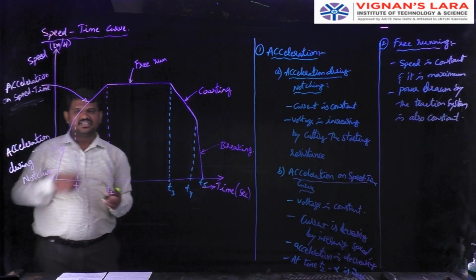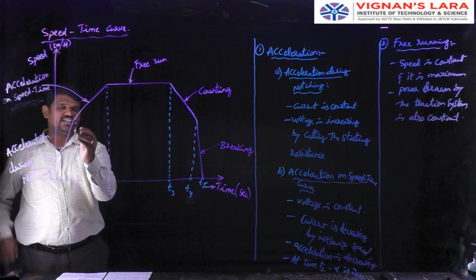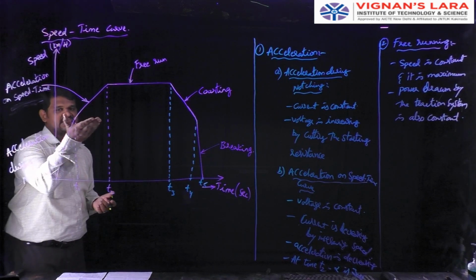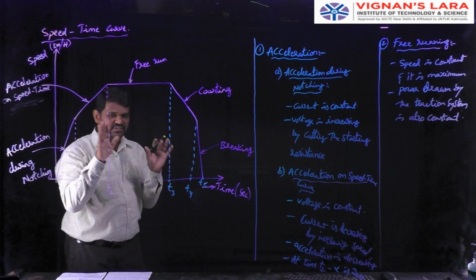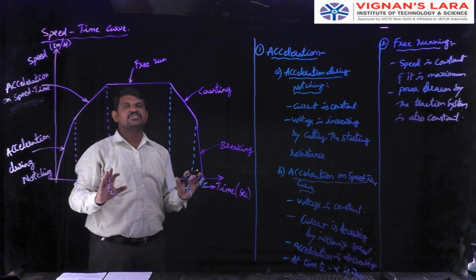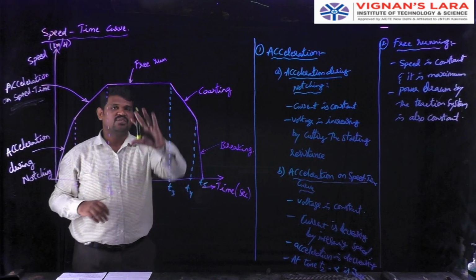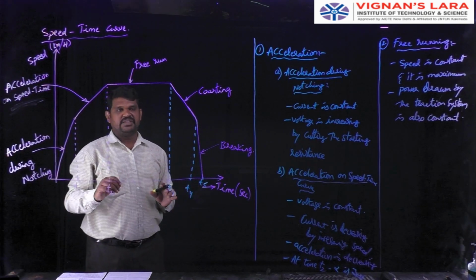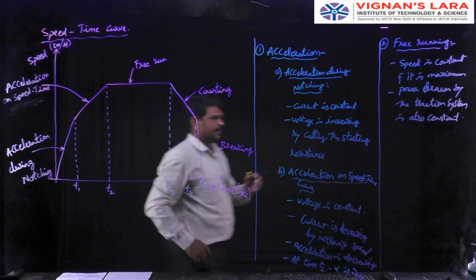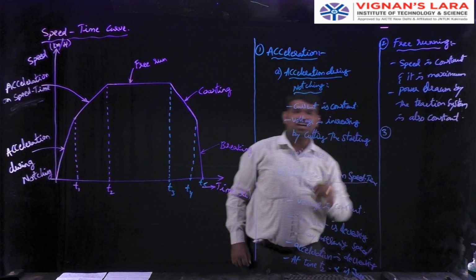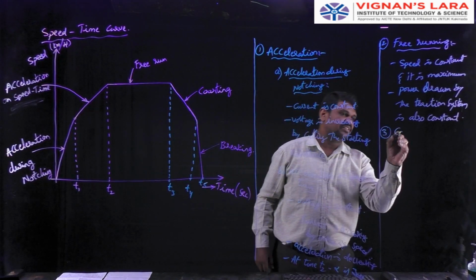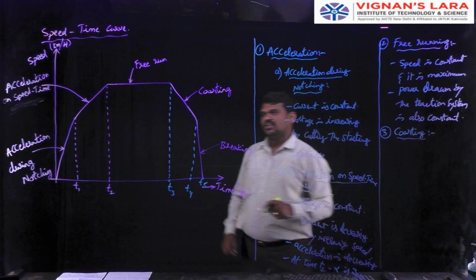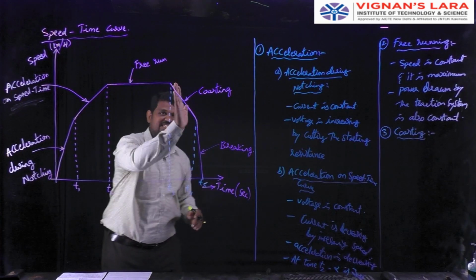Now see, in this matching period, we take the power, and the speed will be increased. In the free running, the velocity is constant and it is the maximum speed. So in this period, it draws constant power. The third period is called the coasting period. In this period, the power is disconnected.